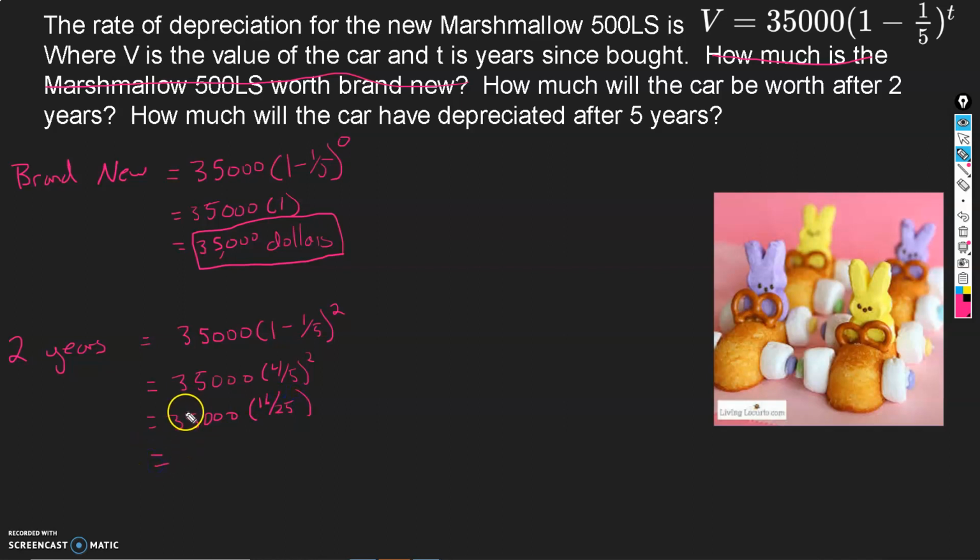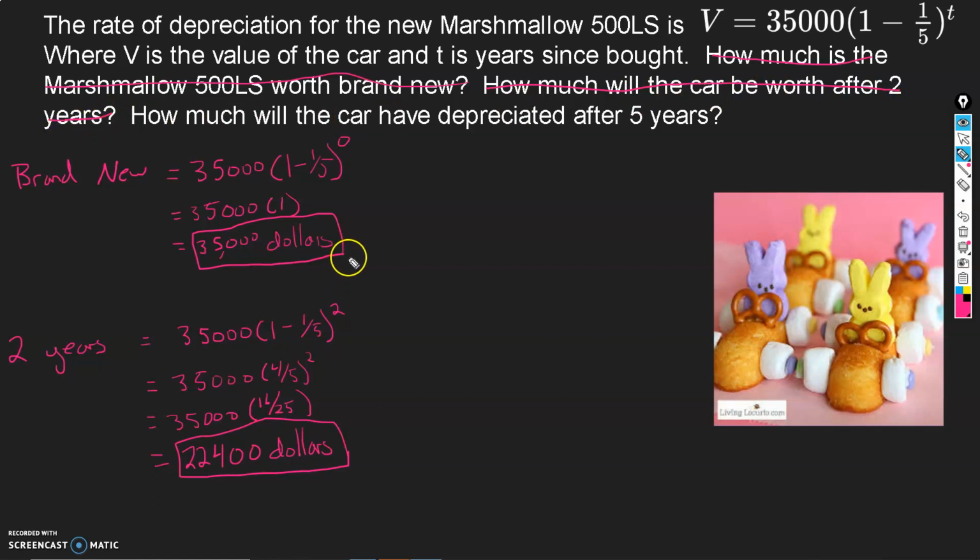And now I'm going to use the calculator. 35,000 times 16 divided by 25 gives us 22,400. $22,400. So that is what the Marshmallow 500 LS is worth after 2 years.